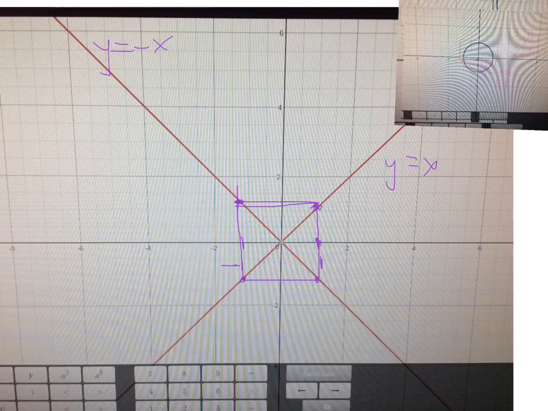So this is not actually a function because it doesn't pass the vertical line test. I don't think that's important to what you're doing here. I don't even know why I said that, to be honest. It just made me think of it because we have two y values for each x value here.